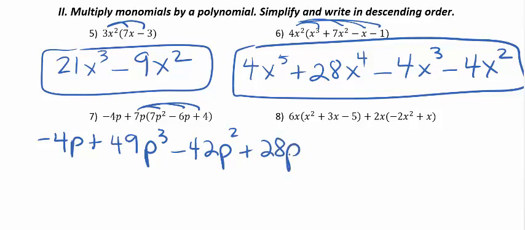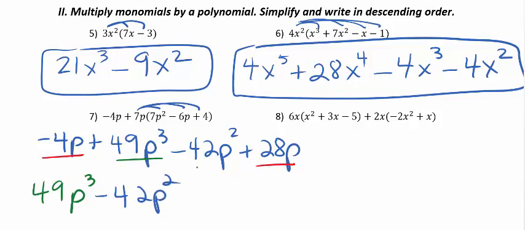Now here we can combine like terms. I can see that we have negative 4p and 28p that we can add together. But I'm going to go ahead and write this in descending order. We'll look at the highest power, which is p to the third, and we'll write that first. It doesn't have anyone to combine with. And then we'll write negative 42p squared, doesn't have anyone to combine with. And then we can combine our p's, negative 4p plus 28p. We just add the numbers in front and get 24p.